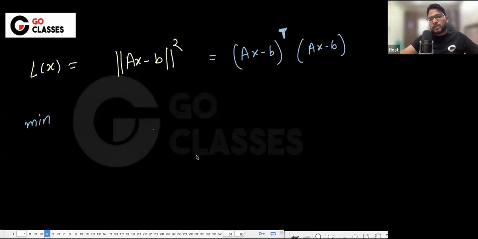So basically, suppose we have some linear combinations given by x. I want to choose such an x which makes Ax and b least far from each other, which means they are very near to each other. I want to minimize the difference between Ax and b. So I want to choose such an x, which means I want to minimize this particular function.